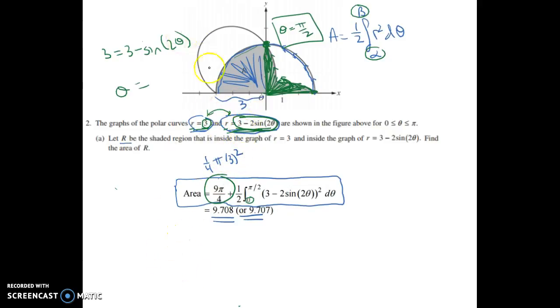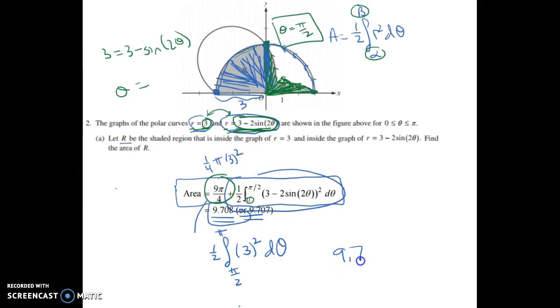But you also could say that this blue portion happens when theta is at pi over 2, and theta is going to continue until theta is pi. So instead of doing what they have there in green, you could also have done 1/2 of the integral from pi over 2 to pi of the function 3 squared d theta, and then of course adding this part in to get this answer of 9.708. So at the end of the day, it's all about knowing this formula and then understanding how these areas are being swept out to get the answer.